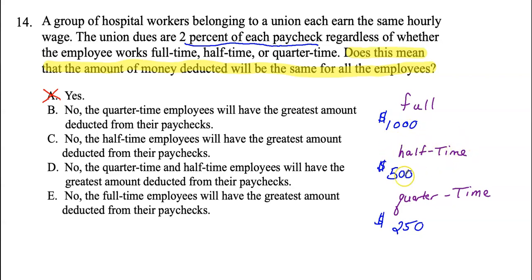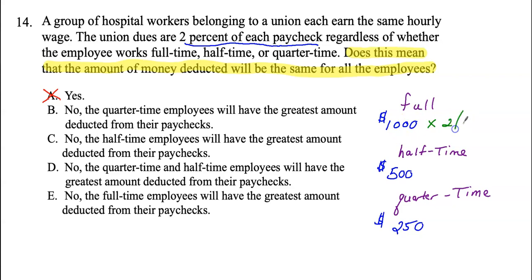The half-time employee makes the next amount, and the quarter-time employee makes the least. Based on that, you should be able to figure out what the answer is, hopefully, but I'm going to continue just to make sure you understand what's going on. If you see the answer at this point, move on. Now, it says the union dues are 2%. That means that each person has 2% of their salary taken out. 2% of the salary. When I say that word of, it implies multiplication. So it's going to be 2% times the salary.